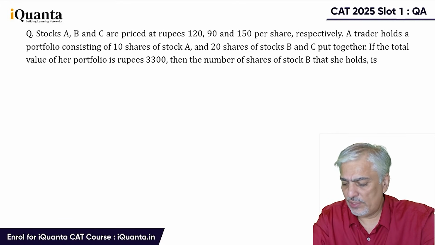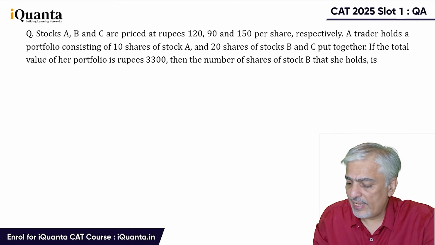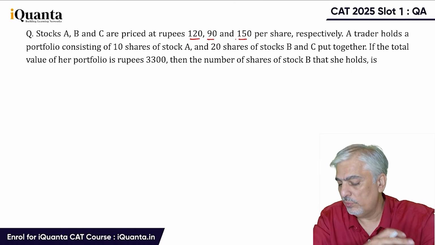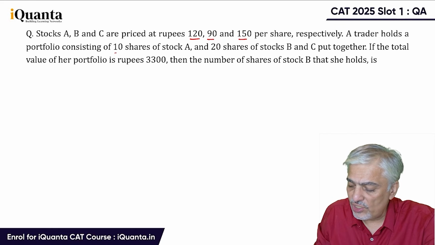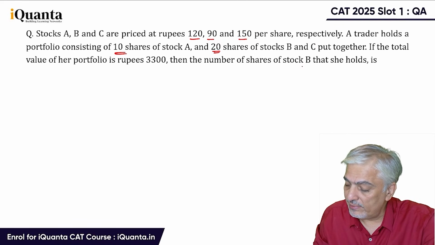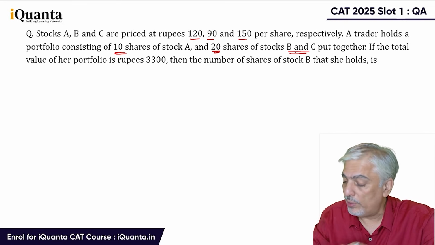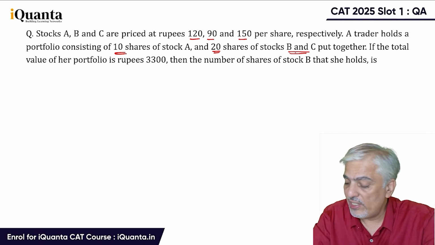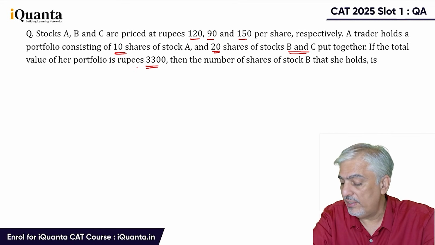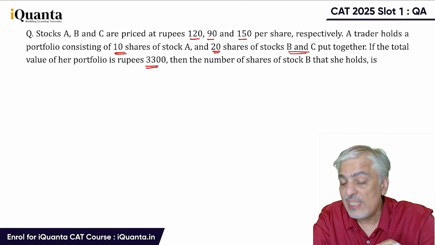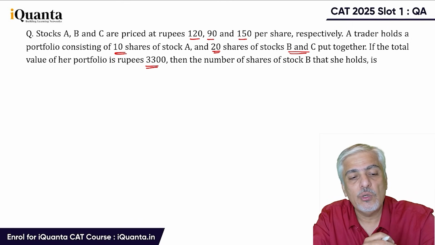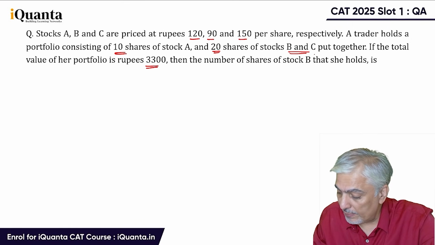Let's have a look at the next question. Stocks A, B, C are priced at 120, 90 and 150 per share. So there are 3 prices. A trader holds a portfolio of 10 shares of A, 20 shares of B and C put together. If the value of the portfolio is 3,300, find the number of shares of stock B that she holds. So we want to find B, the quantity of B.